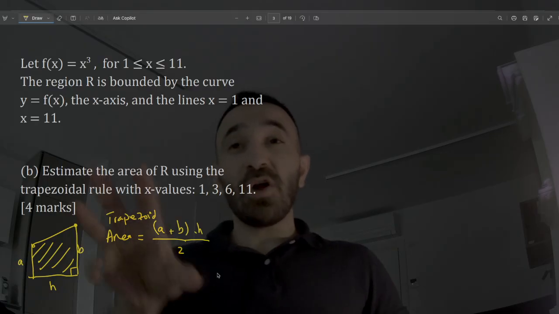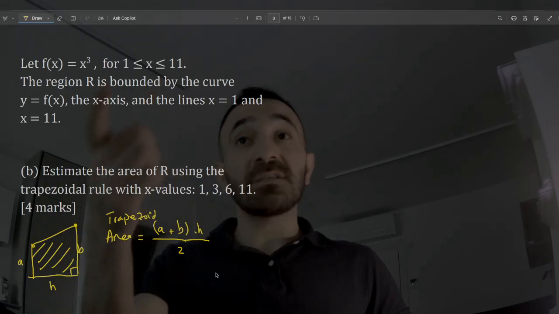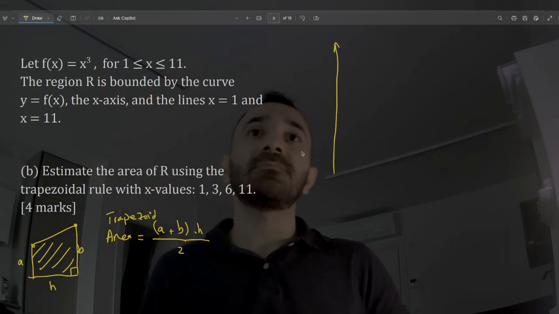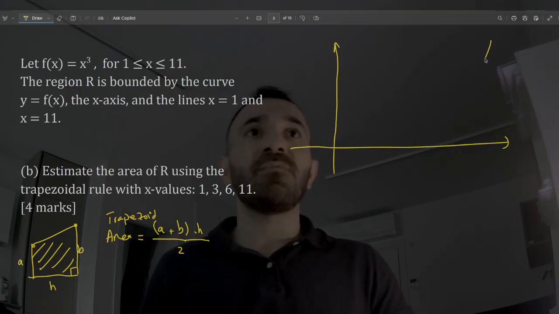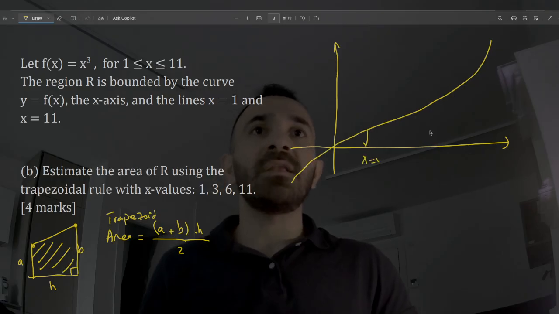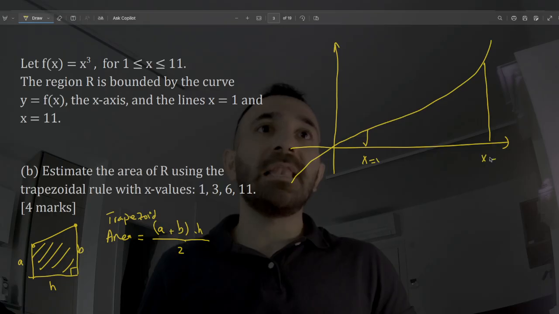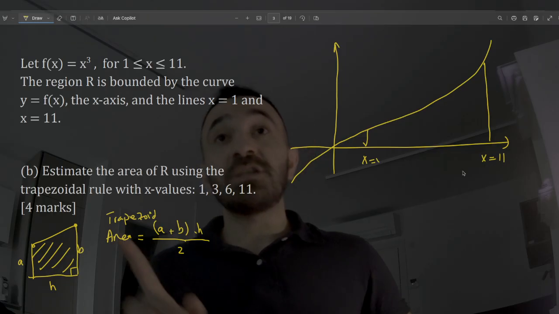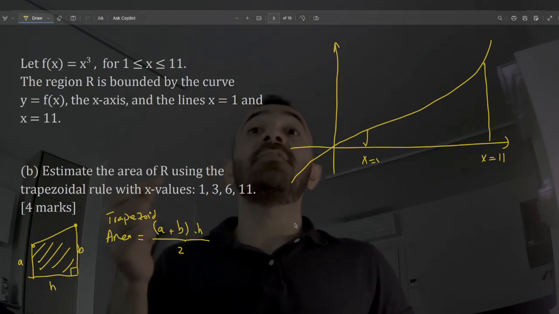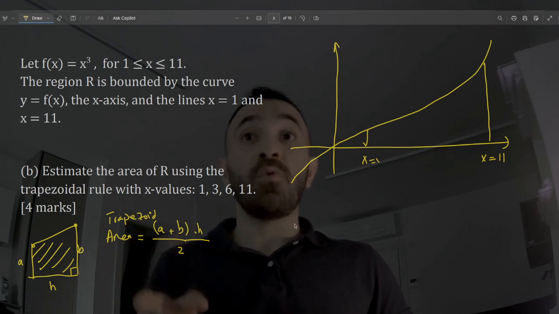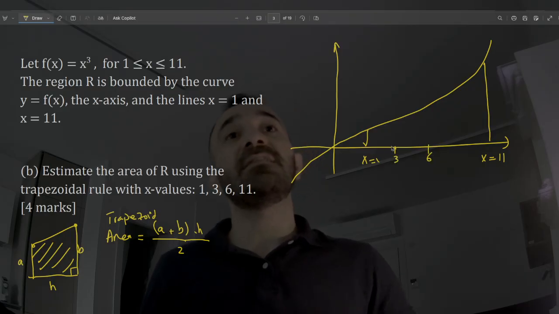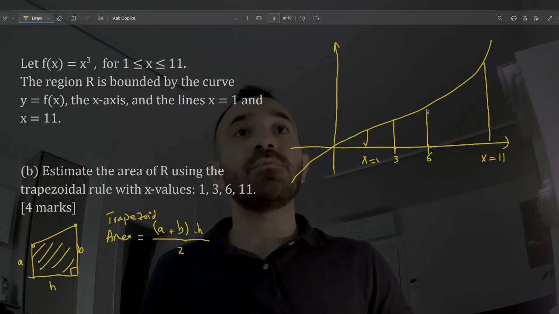Okay, now we're going to use this formula to find an approximation for the area that we are interested in, the area under the curve in this case. So what is my function? One more time, this is my function. This is x equals 1, and this is x equals 11. The question this time is telling us to estimate the area of R using the trapezoidal rule with x equals 1, 3, 6, and 11. So these values are given to you.